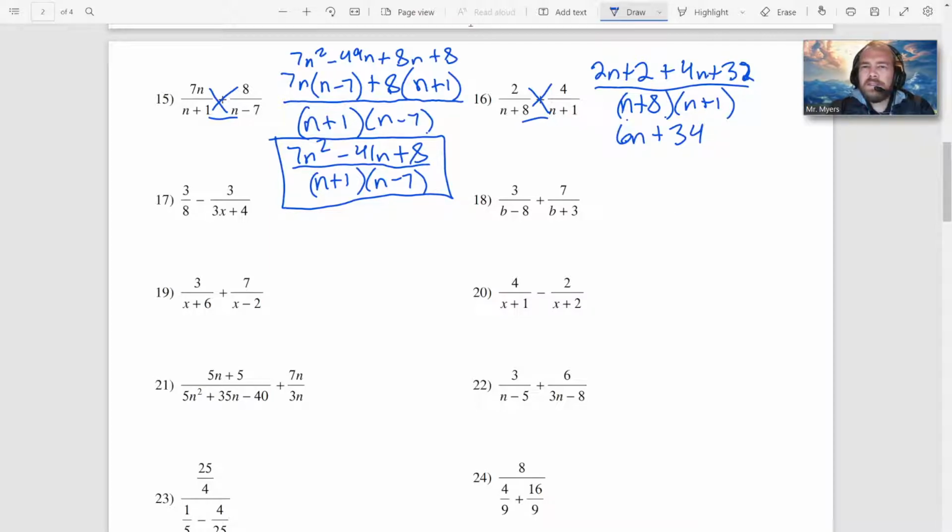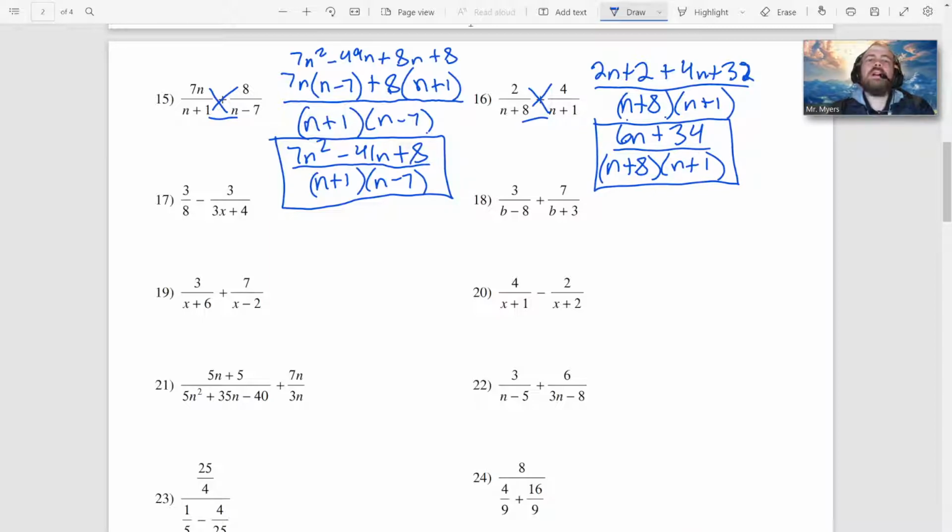And that factors out a little bit, but not by much, so that's not really going to matter if we factor that even more there, because it's not going to turn into an n plus 8 or an n plus 1. Because it doesn't, we're done.